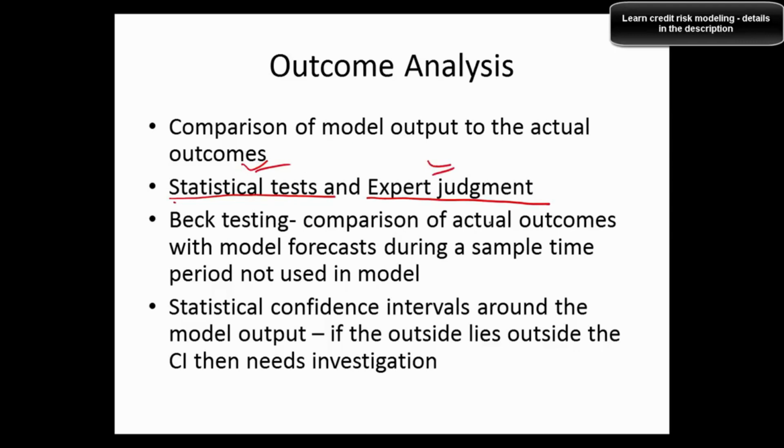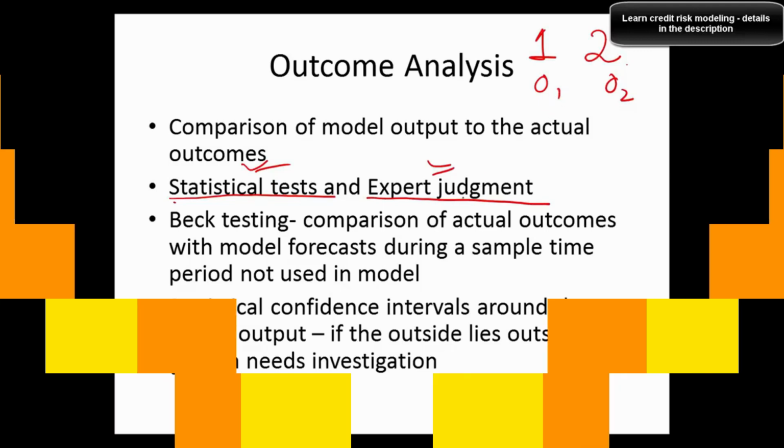Backtesting is used for this comparison of actual outcomes with model forecast during a sample time period not used in the model. For example, if you build a model for time period 1, you get the result in time period 2, you compare the outcome 1 with outcome 2 and see how they are different. If they are significantly different, something is wrong in the model, and then you have to go back and see. Sometimes you have to recalibrate the model.